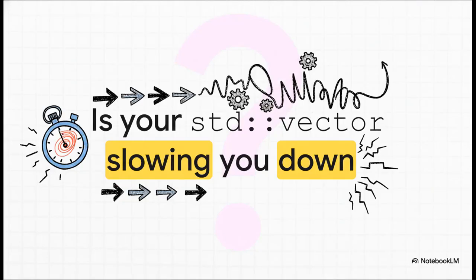So, let me ask you this. Have you ever been in a situation where you need to add stuff to the very beginning of a big collection, over and over and over again? If you're using a vector for that, well, you might be hitting a performance wall without even knowing it. Yeah, that simple little add to front operation can be a huge hidden bottleneck.